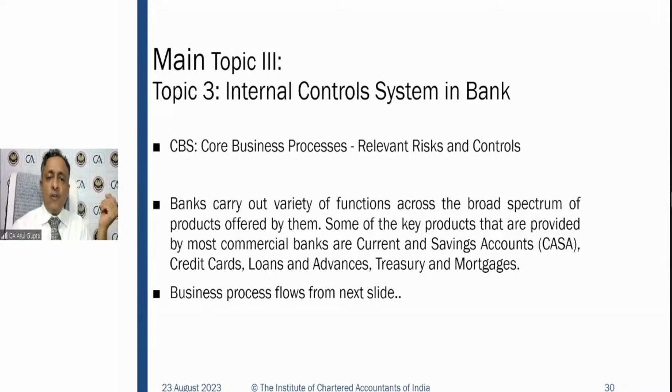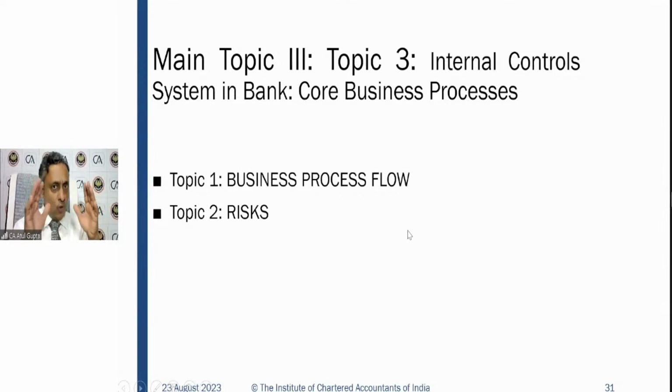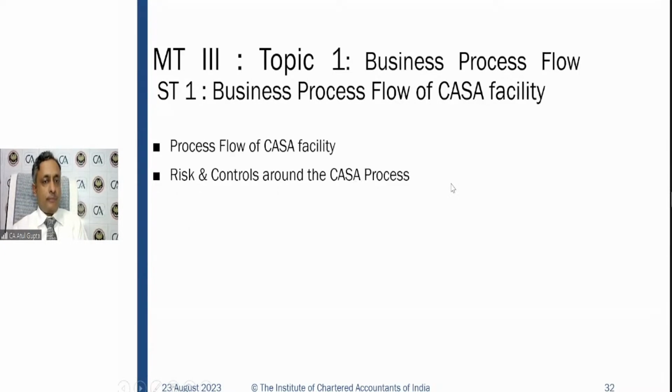The banks carry out a variety of functions across the board, a broad spectrum of products that include current accounts, saving accounts, credit card, loans, advances, treasury, and mortgages. So how do they work? The whole discussion will be in 2 parts: the basic business operation and the controls which have been put in place. Now, the process flow for CASA facility and the risk and control for current and saving accounts. This discussion has to be learnt because a lot of issues will be brought. So keep yourself focused on this.